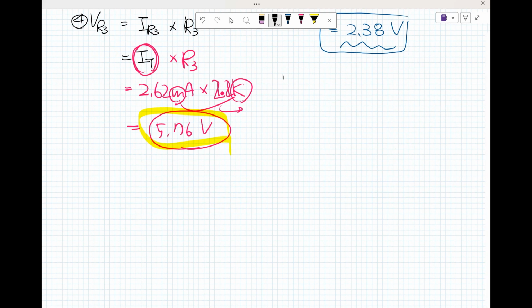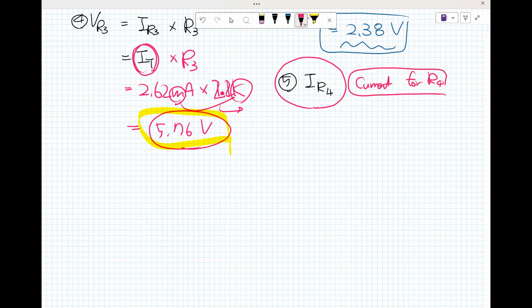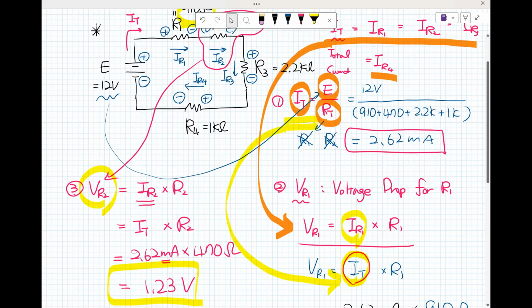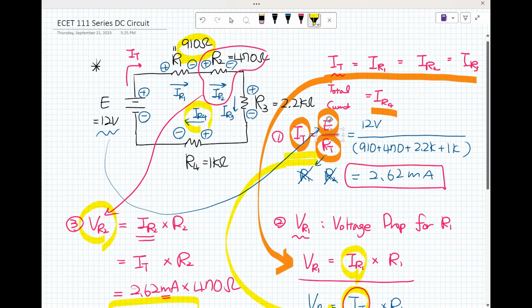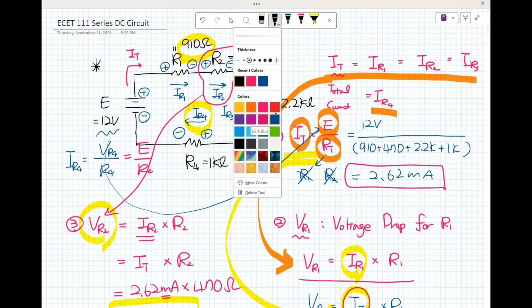And what is I sub R sub 4? The question is, what is the current through the resistor in the circuit? Go back to the circuit here. They are looking for I sub R sub 4. If you want I sub R sub 4, usually by using Ohm's law, it is V sub R sub 4 divided by R sub 4. A lot of students do it like this one, okay?